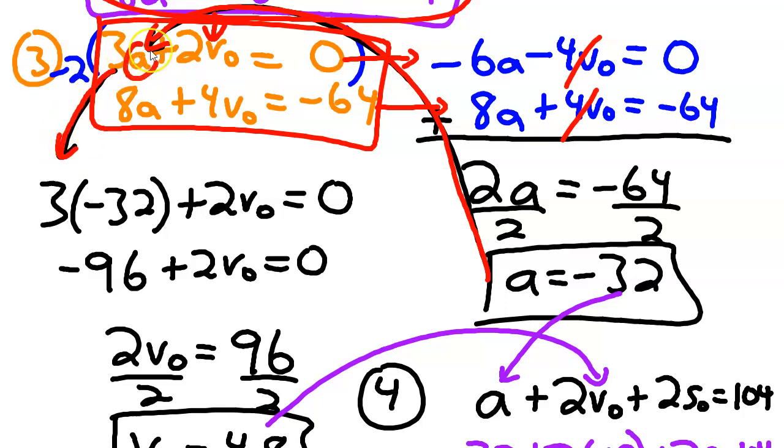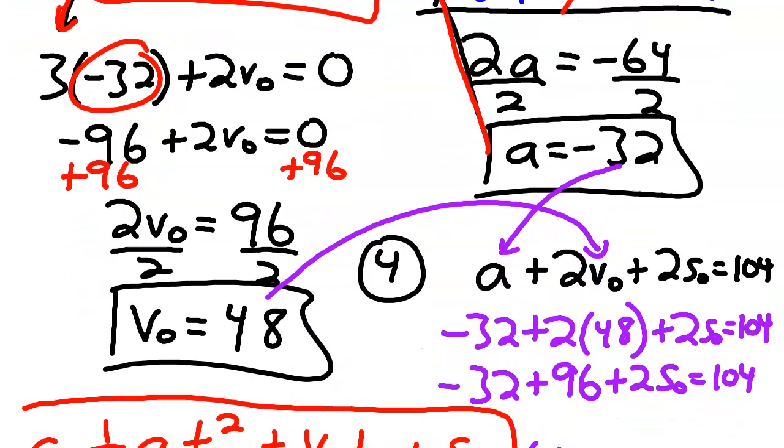So I'm plugging it in here for A, which gives me -32 here, and then I can solve for v sub 0, so that gives me -96. I add the 96 to the other side, and then I divide by 2, and I get v sub 0 is equal to 48. So that's the initial height, not the initial height, excuse me, it's the initial velocity of the ball, or whatever the object is. That's how hard we threw it into the air, right?